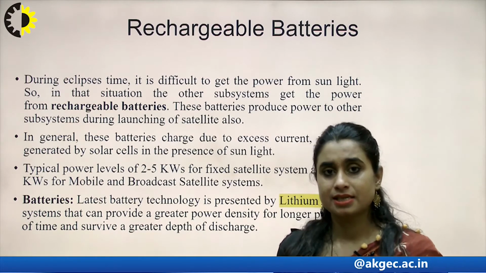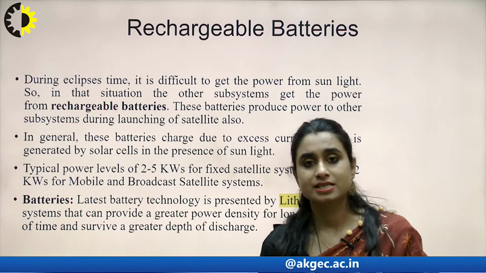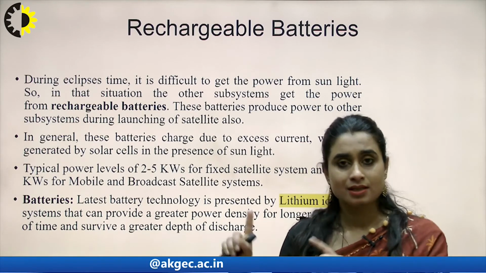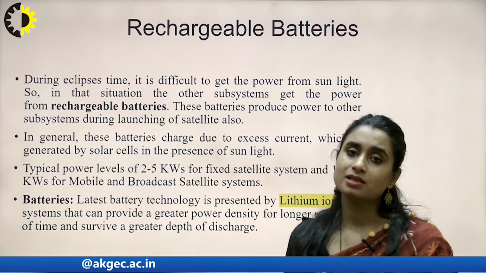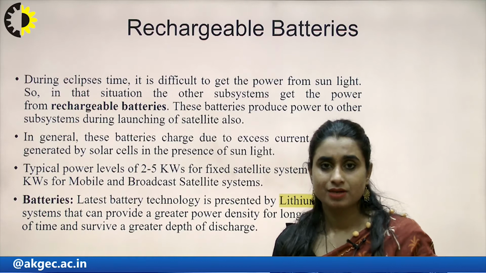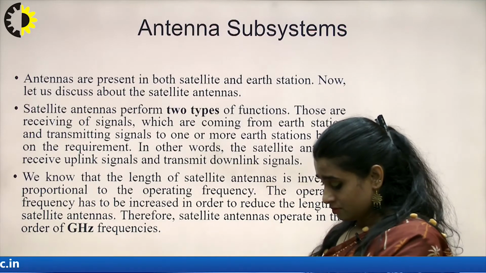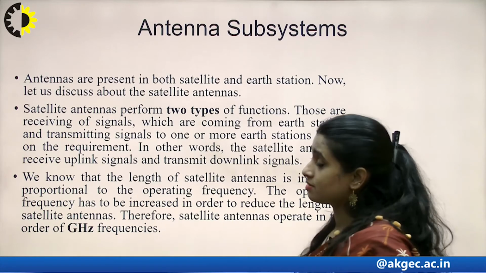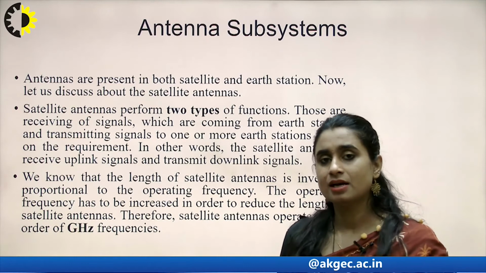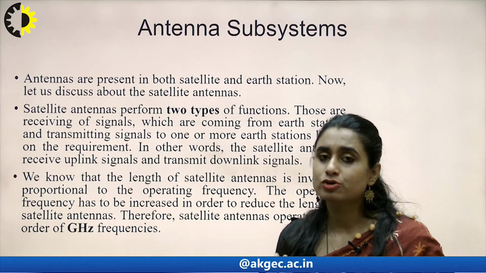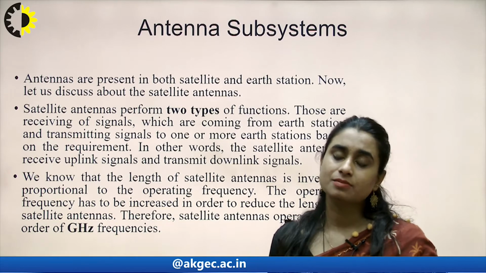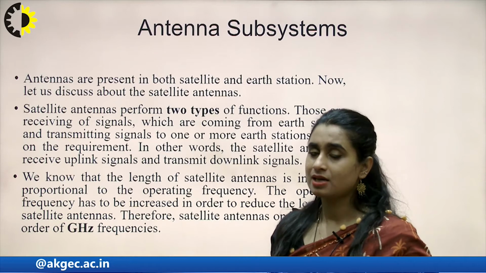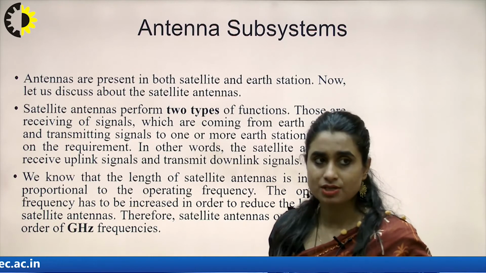So far we have studied attitude and orbit control in the previous lecture, and the telemetry tracking and command system. Now that we have studied the power system, we'll be studying the antenna subsystems and the actual communication systems, right? Antennas are present in both the satellite and the earth station, receiving and transmitting antennas at both ends. Why? The main role of a satellite is to gather and transmit information, so it mainly does communication. So antennas are of utmost requirement.